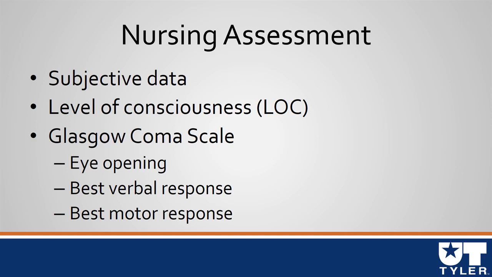The highest Glasgow Coma Scale score is 15 for a fully alert person, and the lowest possible score is a 3. A Glasgow score of less than or equal to 8 is generally indicative of coma, and mechanical ventilation should be considered at that point or even earlier.